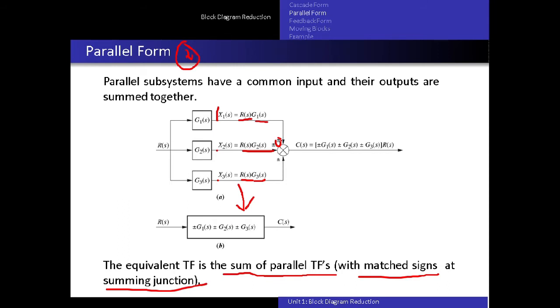The sign is very important. Okay, you have to take care of this sign. If positive is there, in that case this sign will be positive. If negative is there, in that case it will be negative.